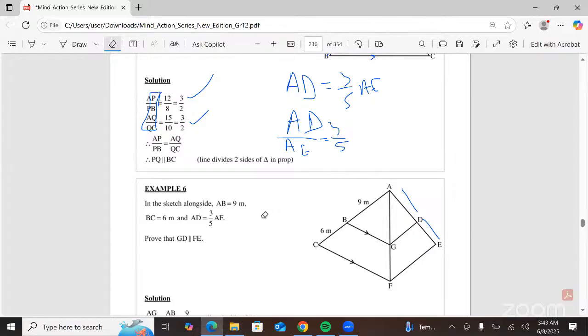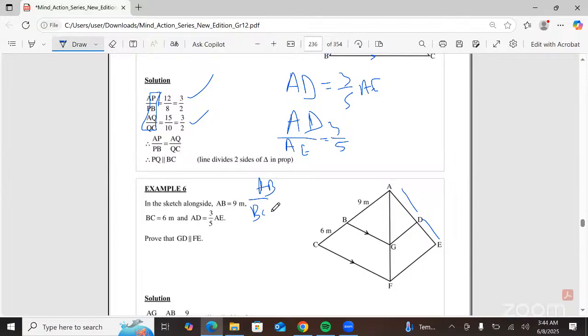So we can simply say AB over BC is equal to AG over GF. AB was 9 over BC. BC was 6. Therefore, 3 goes 3 times. Then it gives me 3 over 2. Okay. We have 3 over 2 for this ratio.